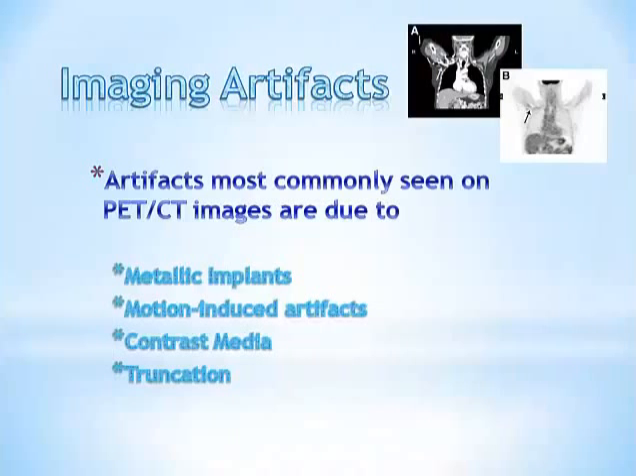Right. Now, artifacts most commonly seen in PET-CT images are due to metallic implants, motion-induced artifacts, contrast media, and truncation. As I mentioned, these artifacts are caused by the usage of CT images for the attenuation correction of PET scans rather than using the traditional transmission rod source.